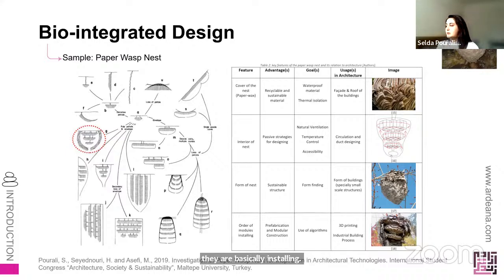Another approach is to use the order of how they install these modules for our 3D printing ideas, the process of 3D printing in industry, which can be prefabricated. Recently, there is a study between UCL and the University of Pennsylvania, I believe, regarding this 3D printing based on nature.